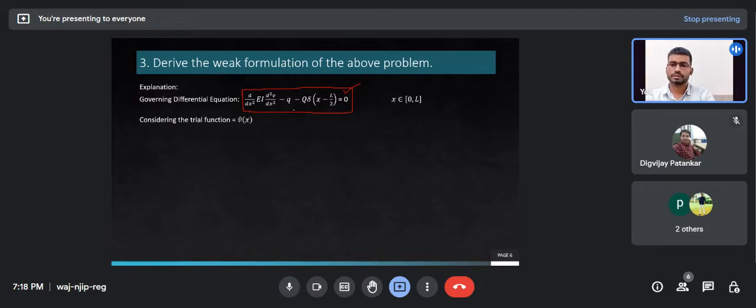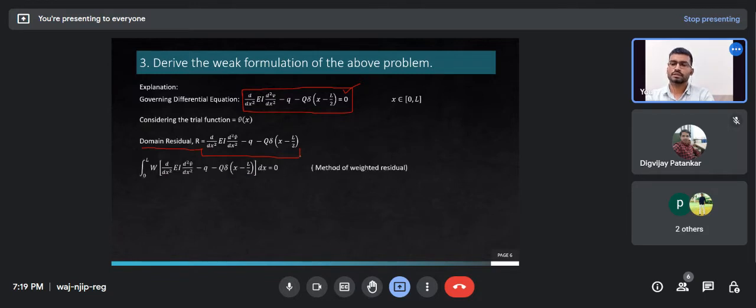Here we have considered the trial function as v bar x, or v cap x, and then we can find the domain residue after substituting the trial function in the governing differential equation. So here I have substituted the trial function, that is v cap x, in the governing differential equation. This will give me the residue, and according to the weighted residue method, we can write these equations. So this is nothing but the strong form of the weighted residue method.